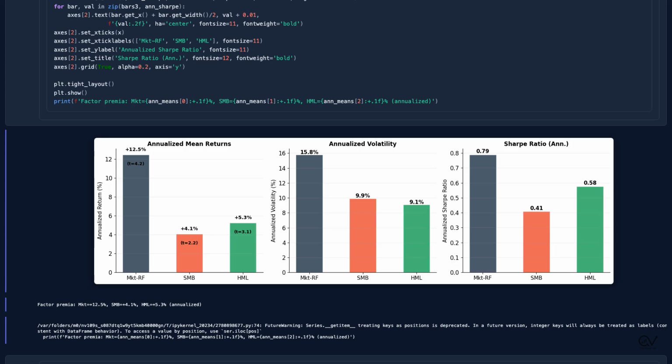The t-statistics in brackets, 4.2, 2.2, and 3.1, clear the conventional threshold of 2 for all three premia over this 28-year sample.